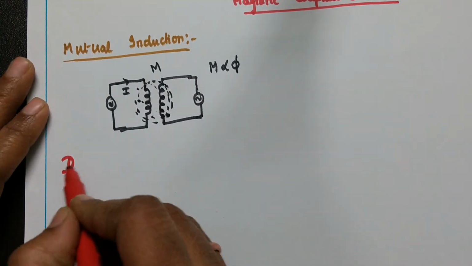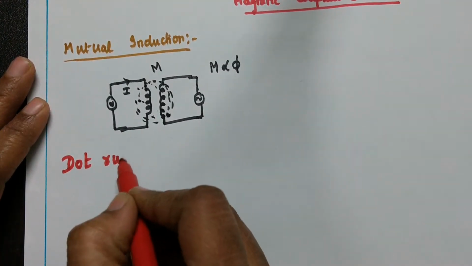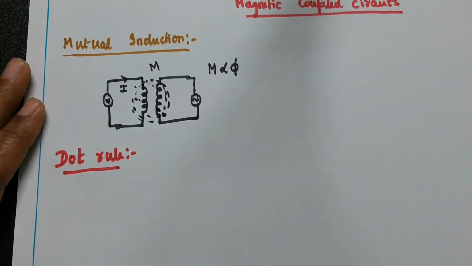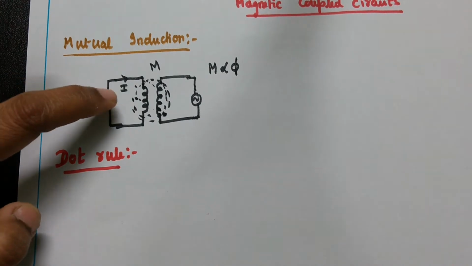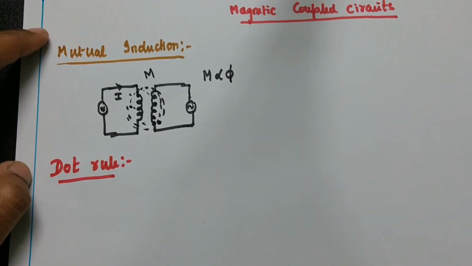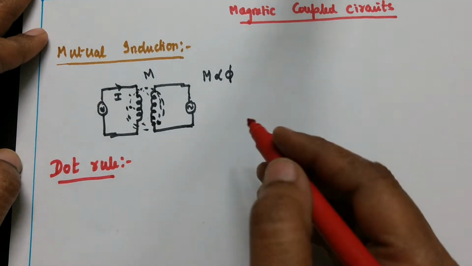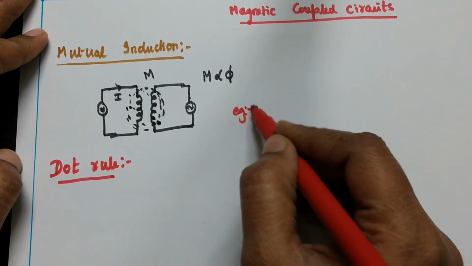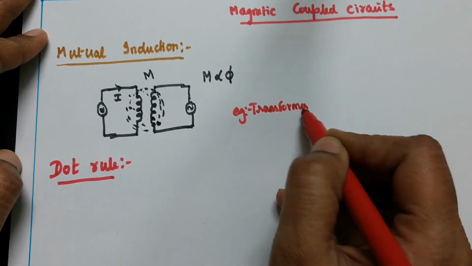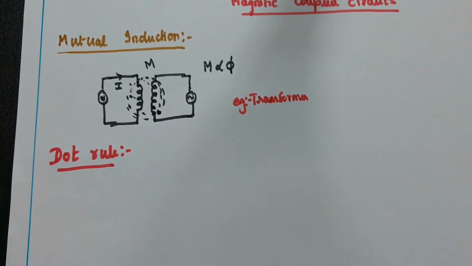Let us know about the dot rule, the dot representation for the magnetic coupled circuit. The circuit which consists of a primary winding and a secondary winding is known as a coupled circuit. The best example for a coupled circuit is the transformer, which consists of a primary winding and a secondary winding.